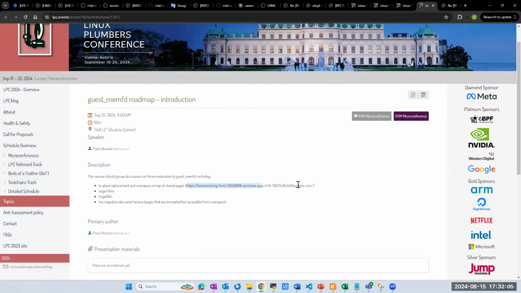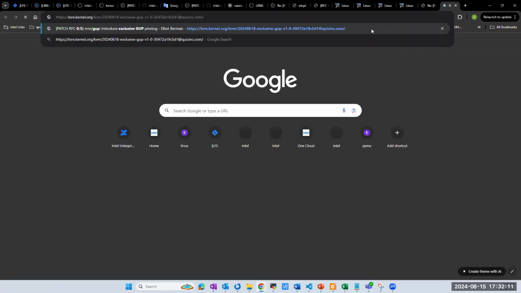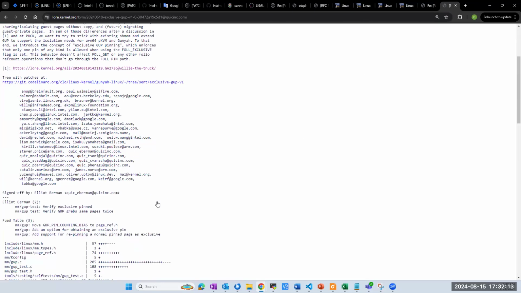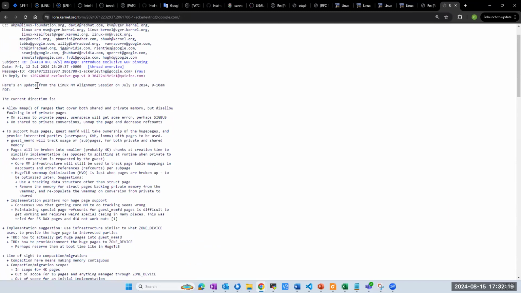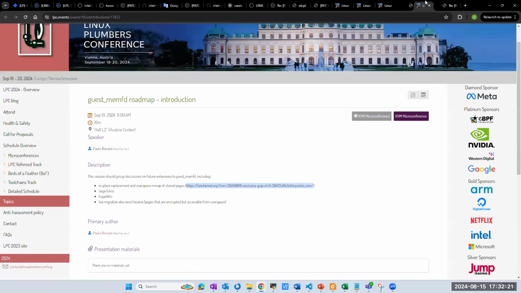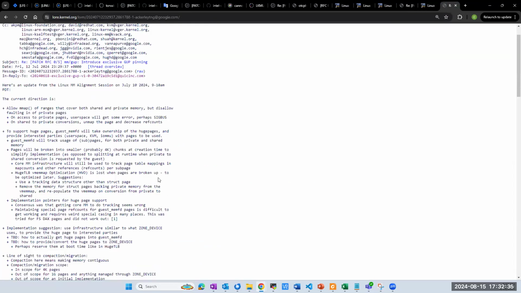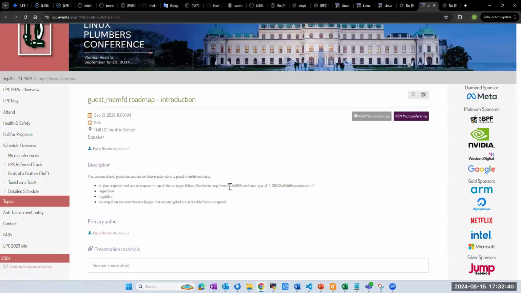This is the mentioned topic. It's just this guest memory roadmap introduction. The first topic is in-place replacement and the unmap of shared pages. I think Paolo is leading the guest_memfd talk. And then Vishal is talking about 1 gig pages for guest_memfd.